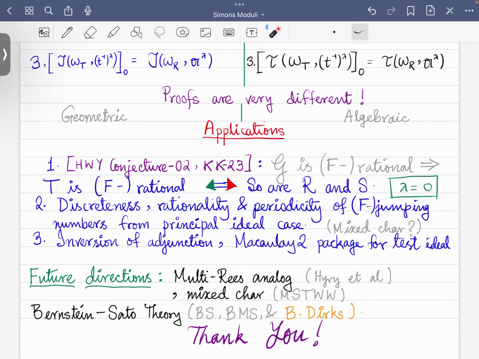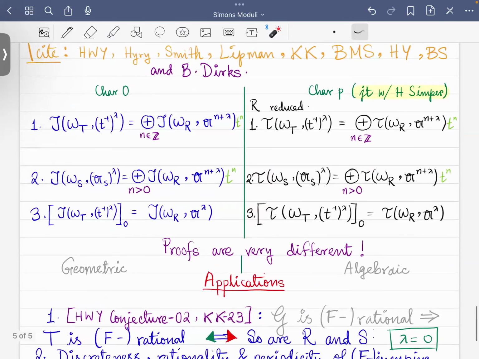And that was their motivation to phrase this conjecture. Similarly, in a separate paper, Hara, Watanabe, and Yoshida studied similar questions for rational singularity. We get those things also from the multiplier module decompositions.